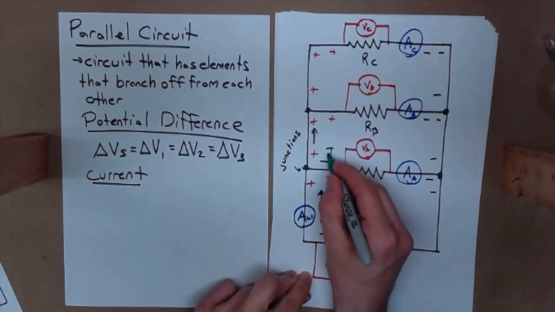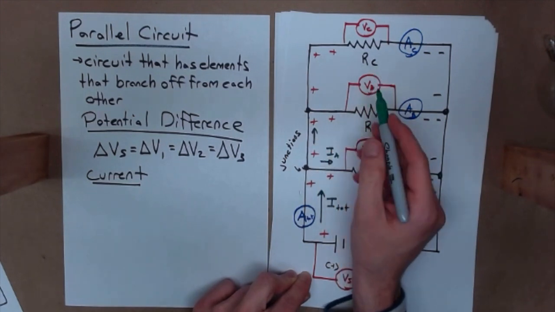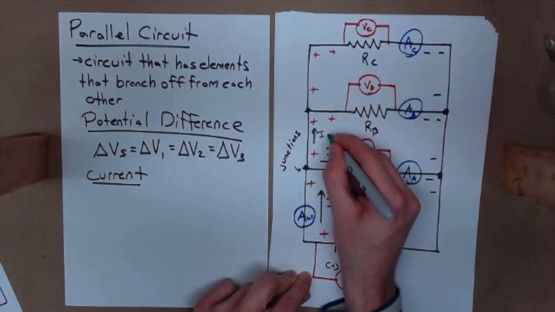I'll call this current IA. And I'll call this current here the current that goes through C and B, IBC.